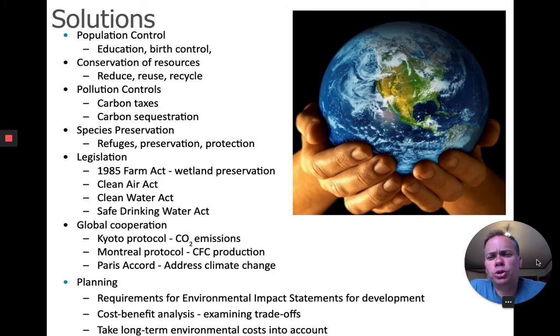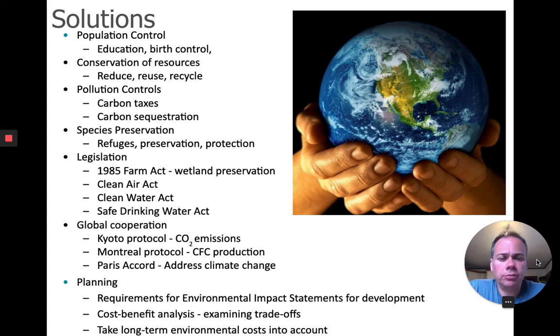Trying to control pollution, taxing pollution like carbon dioxide, can help to reduce the use of fossil fuels. Okay, if we were to tax carbon dioxide at a higher rate, it would make gasoline and coal more expensive and would drive the use of more renewable resources. Making laws to preserve species, to reduce development in areas where species are endangered.